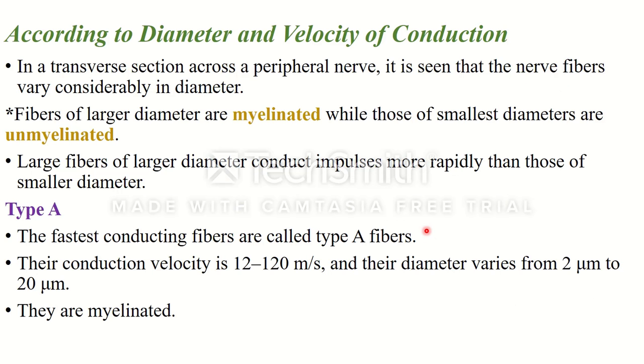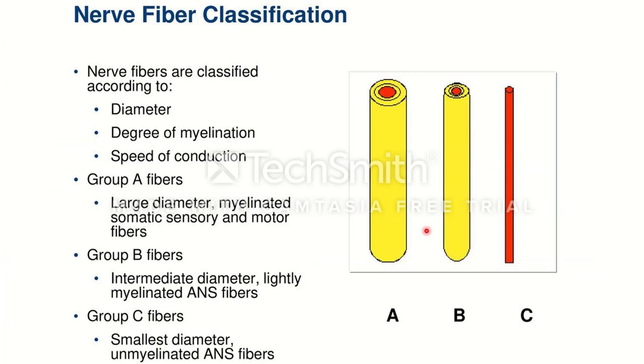Another aspect of classification of neurons is based on the diameter of the axon and the velocity or speed of the conduction of the electrical impulses. So there are three types of neuron based on this classification: type A, type B, and type C.